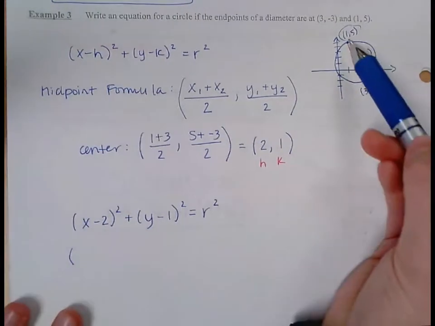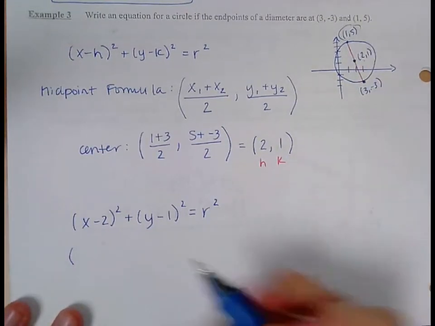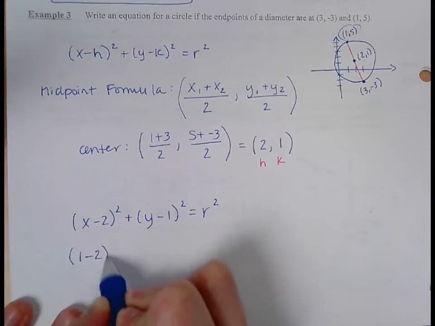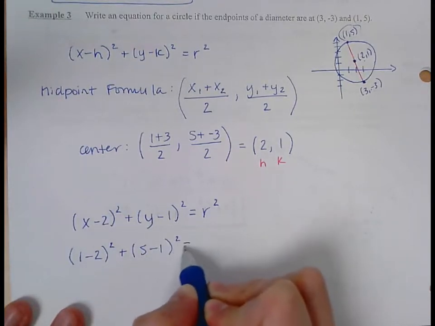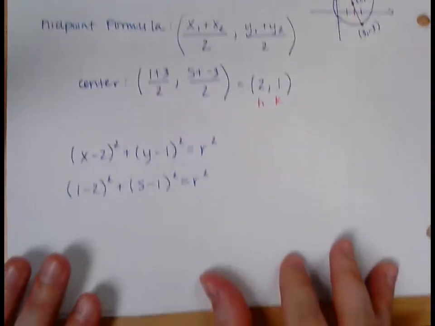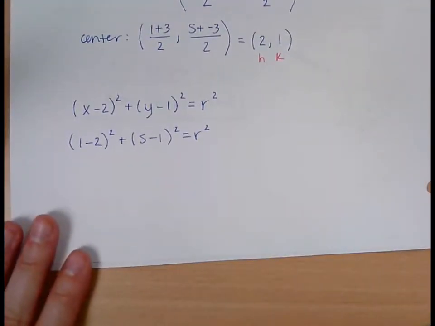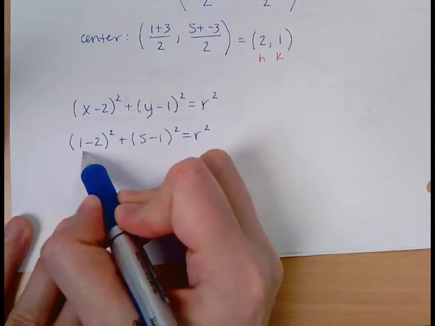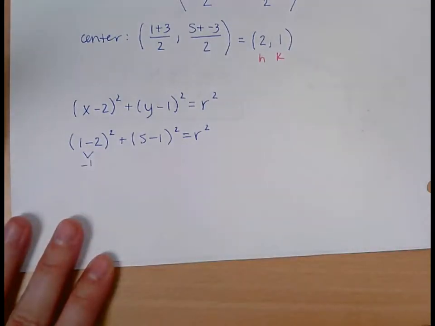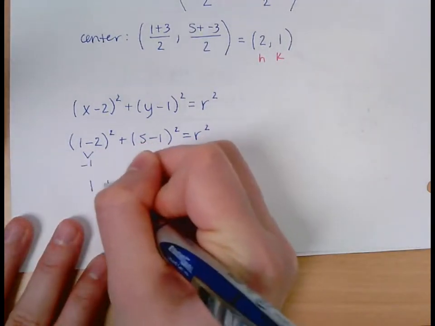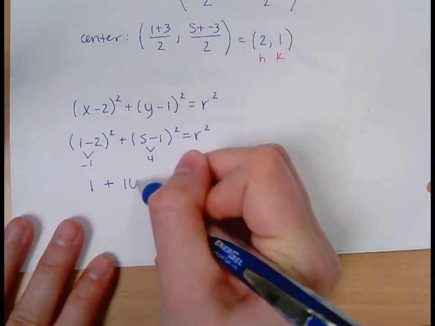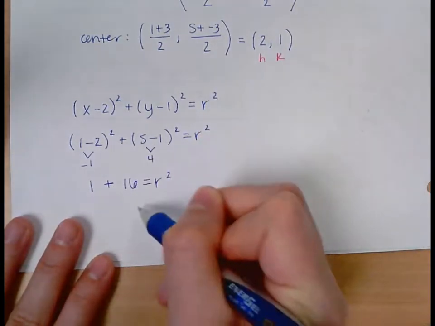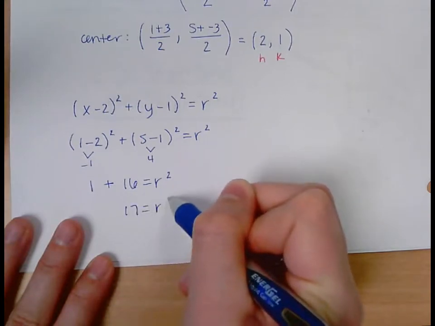So if I use the coordinates (1, 5) as my x and y, I would have (1 minus 2) squared plus (5 minus 1) squared equals r squared. And I can then solve for r squared. 1 minus 2 is negative 1, and negative 1 squared is 1. 5 minus 1 is 4. 4 squared is 16. So r squared is 17.